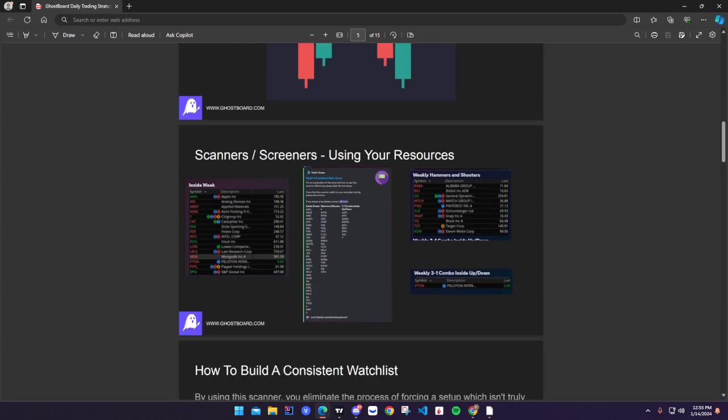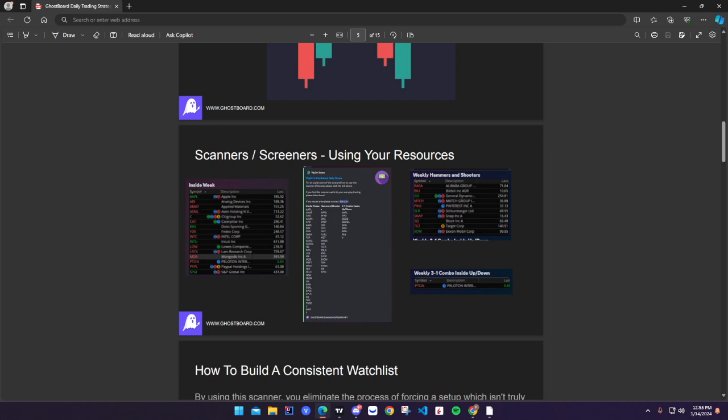So in terms of the screeners and scanners I'm talking about and using your resources, I couple these up with the strat in the strategy I actually use. Coupling up these screeners allows me to break free from searching and hunting for setups. I don't look for setups. They come to me by using these scanners.